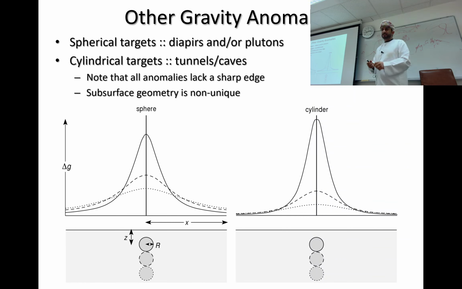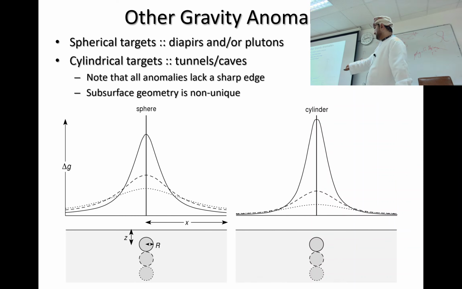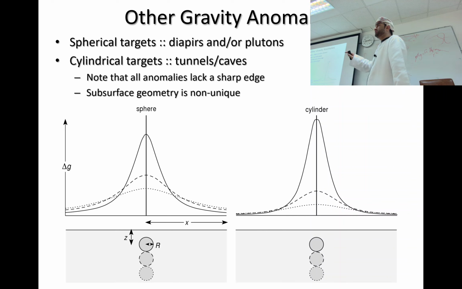So I was saying, you see here, this is a sphere, the anomaly due to a sphere. First of all, it's hard to differentiate between spheres and cylinders, at least in gravity and magnetic interpretation. So this anomaly, the first one, the solid line, is due to when the target was closer to the surface.